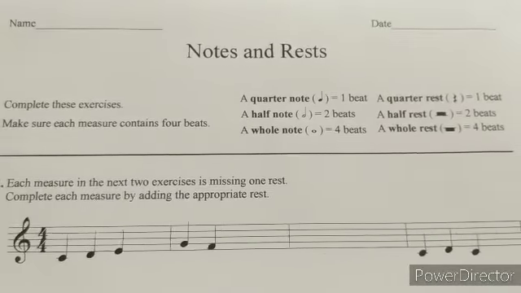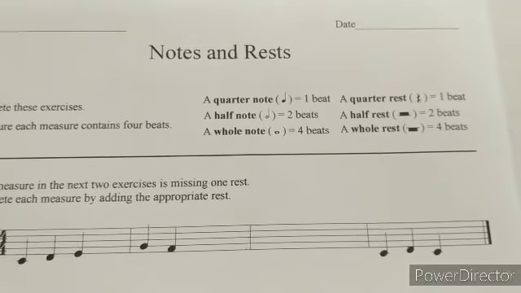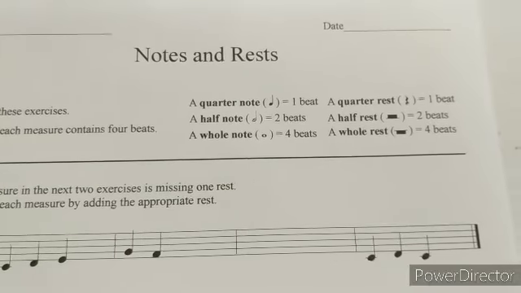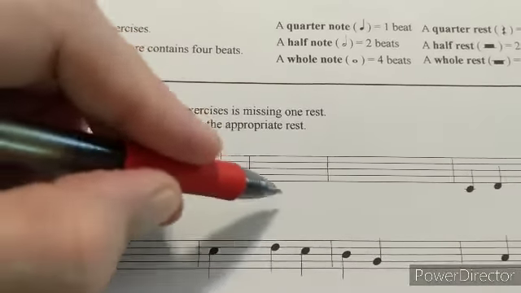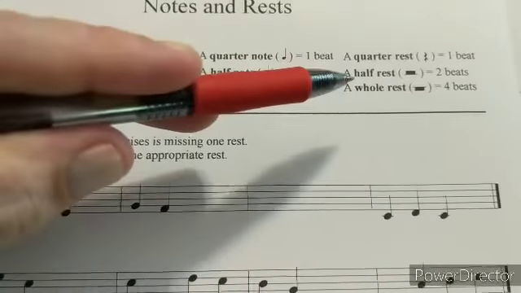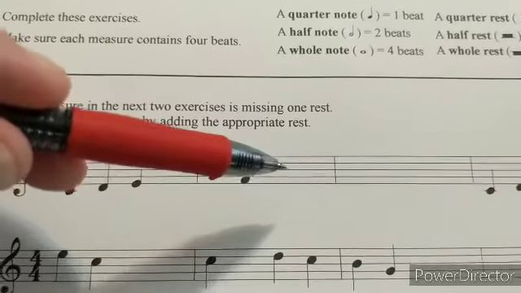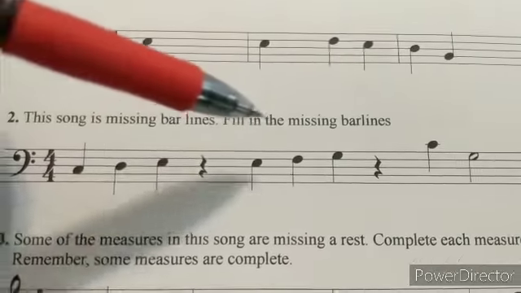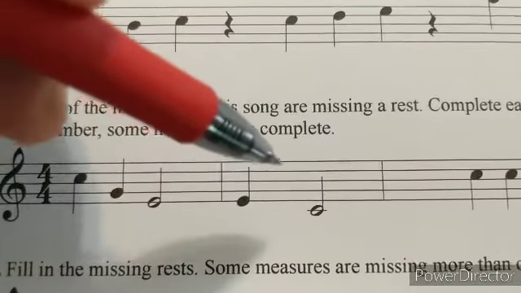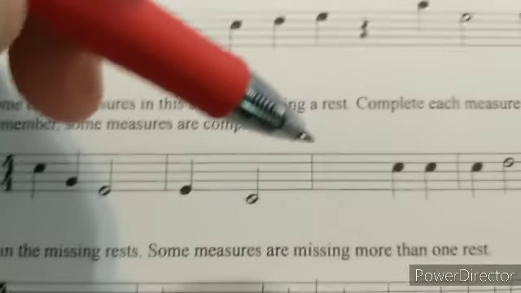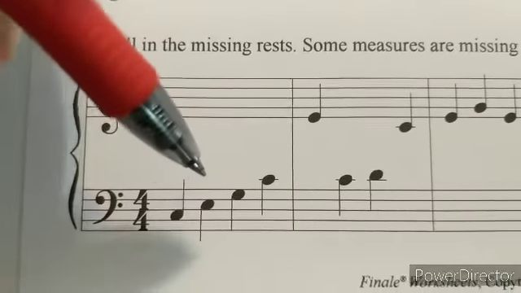Today we are going to be looking at our notes and rest worksheet. What we're basically going to be doing is finding spaces where we need to put rests in, and then we've got to figure out which rest goes into which space. Further on down, we'll start putting in bar lines. And past that, we'll fill in where we need to put rests again. And then we'll do that also with a grand staff at the bottom.